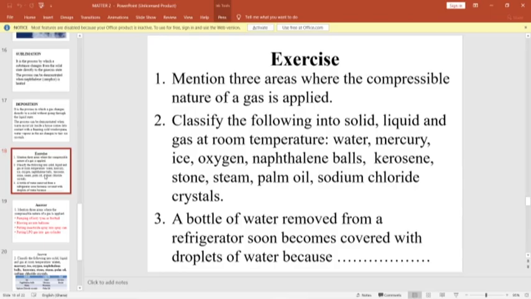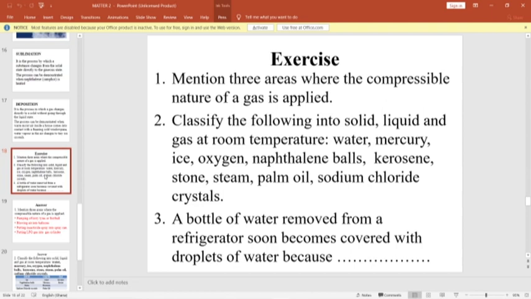Question number 1. Mention 3 areas where the compressible nature of a gas is applied. 2.